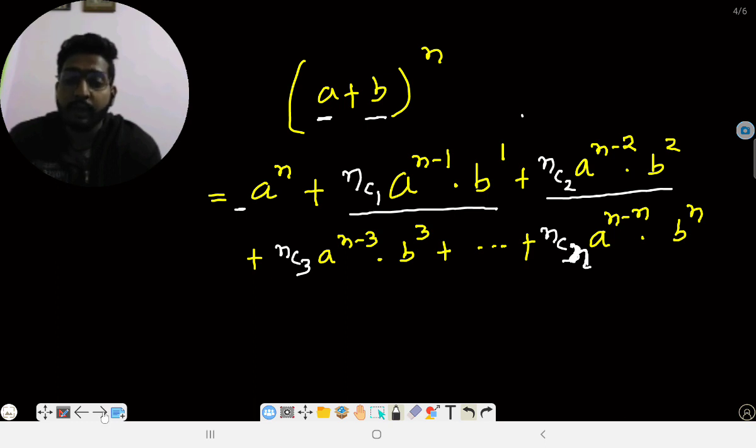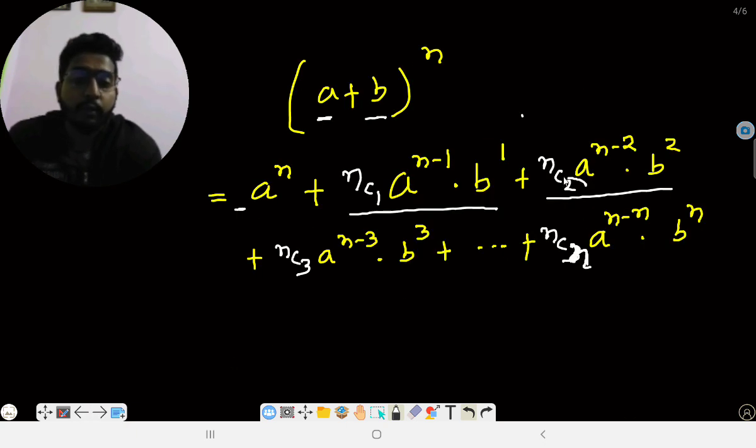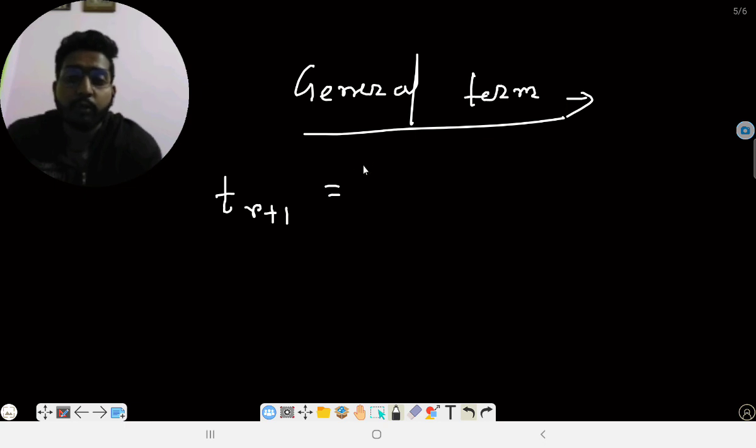Now what will be the general expansion here? The general form will be T(r+1). So you can see whatever the number of the term, here the value is coming one less. That means if it is the third term, it is nC2. If it is the fourth term, it is one less, that means nC3, like this. So what will be the (r+1)th term? That will be nC one less, that means r plus 1 minus 1, that is r.